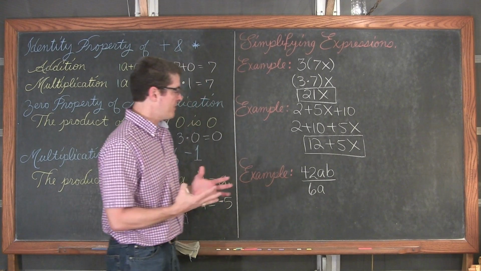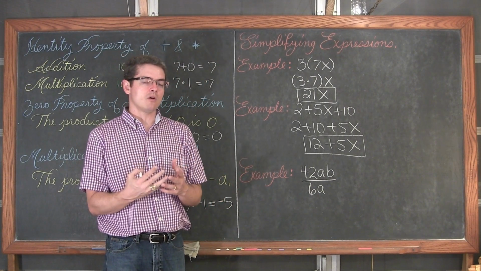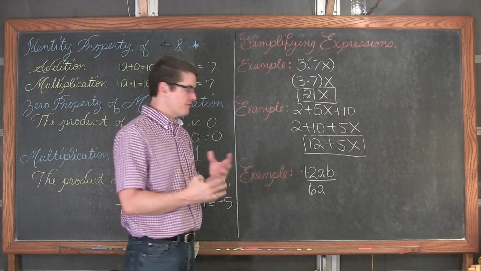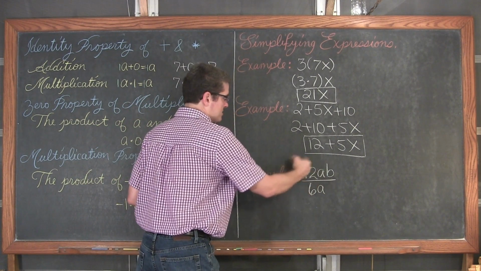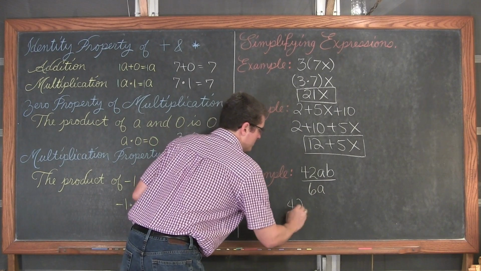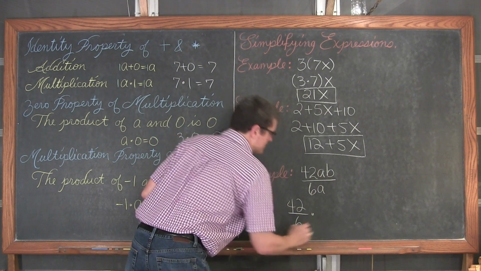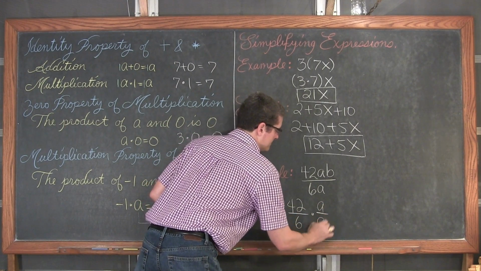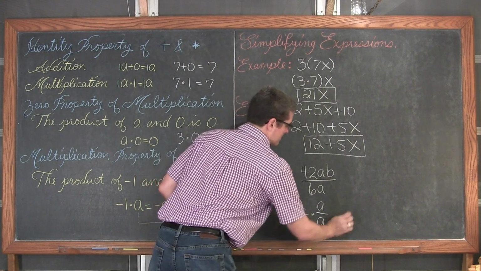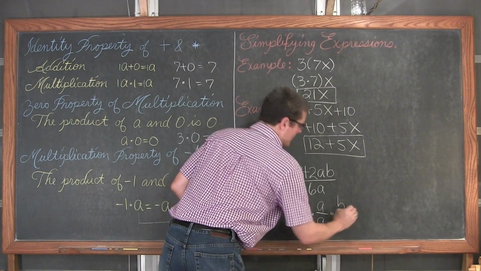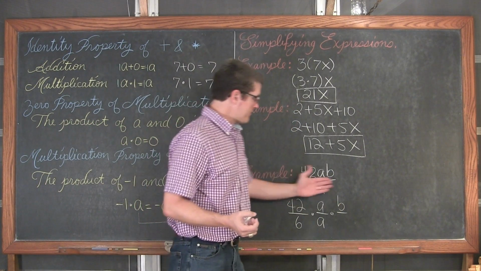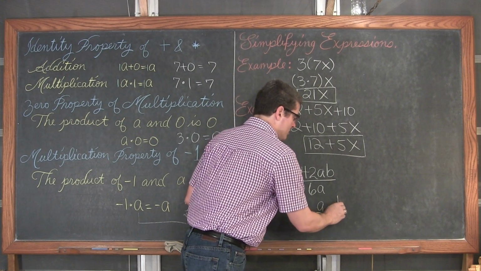Well, I can simplify this and help the process along by writing every sort of similar item with its own fraction. So 42 divided by 6 times a divided by a, and then I need to show that the b is over something. Well, remember that all of this is being multiplied together, and I want to show a numerator and denominator.